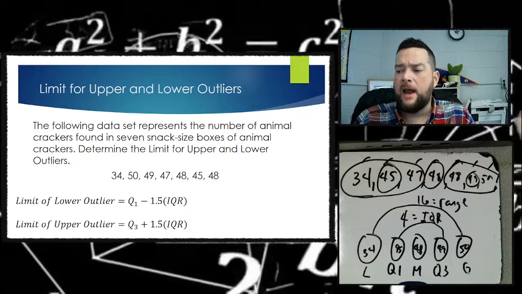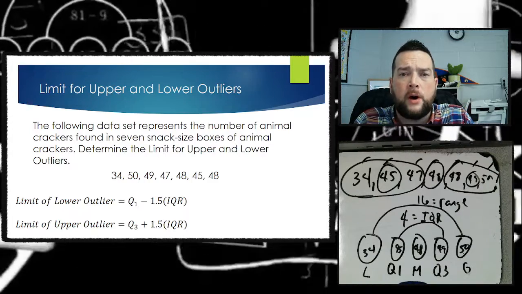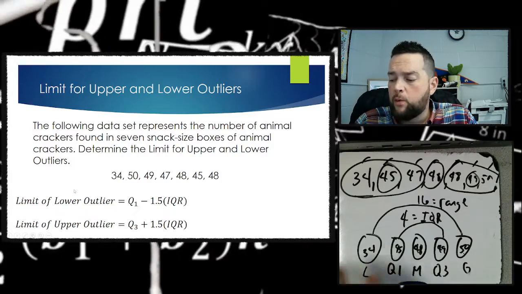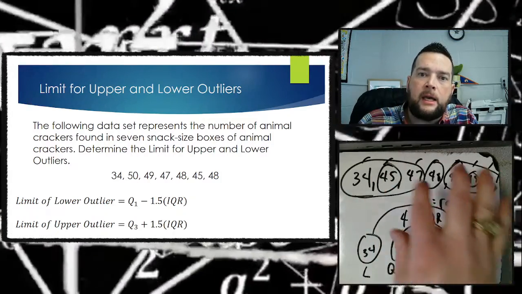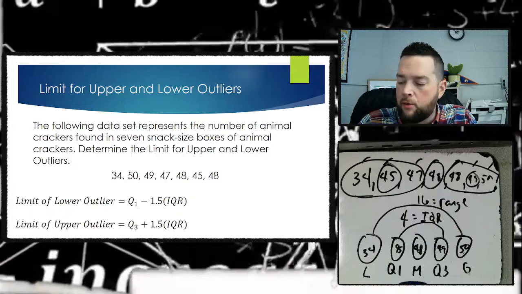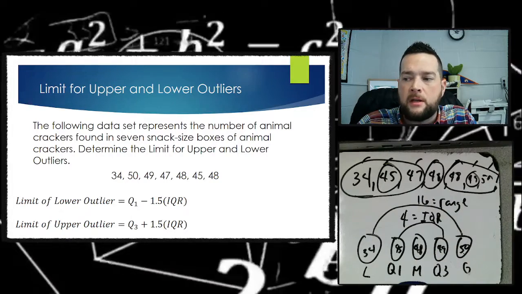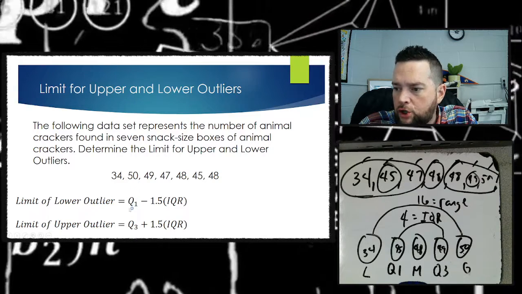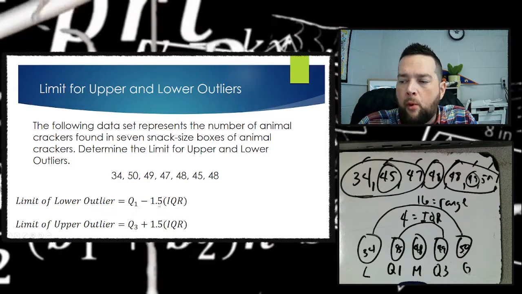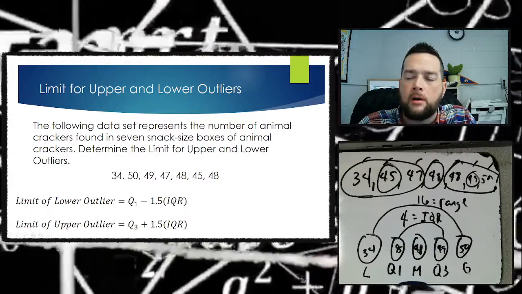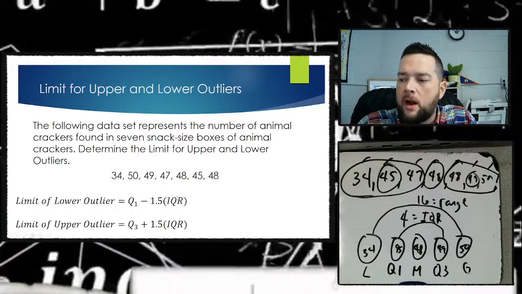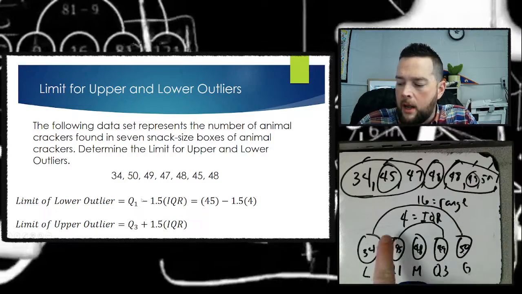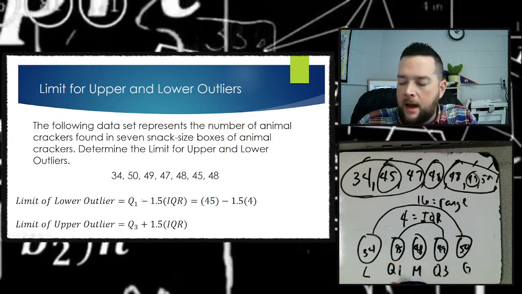All right, now we can go look at our question. We need to know the limit of the lower outlier. Once we've found our key information, we can take the numbers that we need and plug them into this formula. So you've got the formula right there on your screen. The limit of the lower outlier is Q1 minus 1.5 times IQR. Well, I'm going to replace the Q1 and the IQR with numbers. I put 45 for the Q1 because 45 is my Q1.